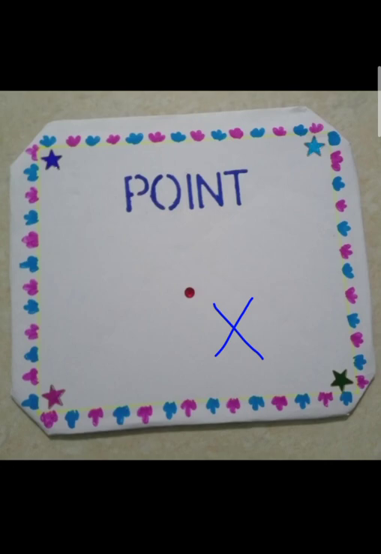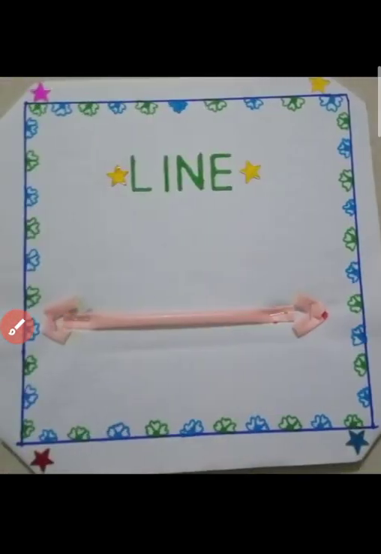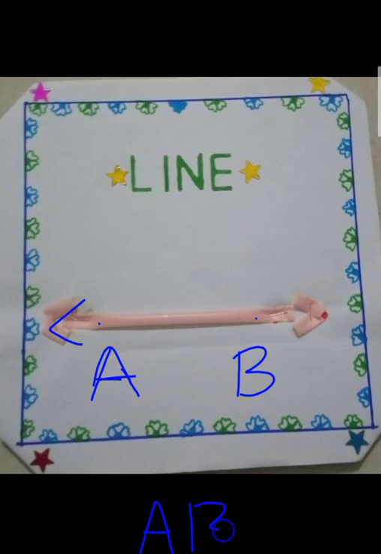Okay. Next one is a line. Line is an endless straight path of points that goes on in both the directions. A line has no fixed length and cannot be measured. We can use two letters to denote a line. Simply you can take here point A and here point B. We will read it as point A and point B. So it is line AB.